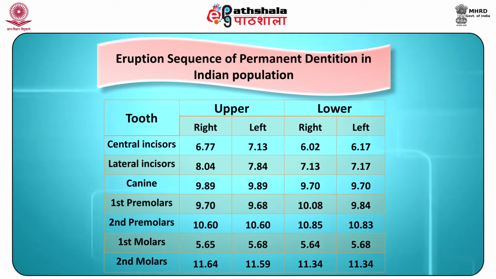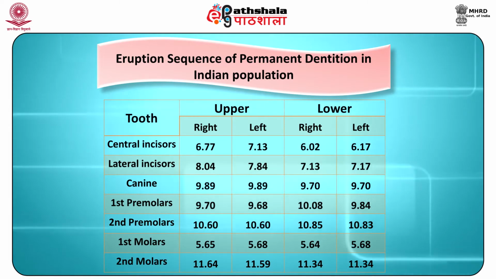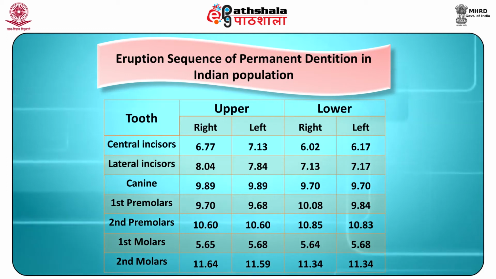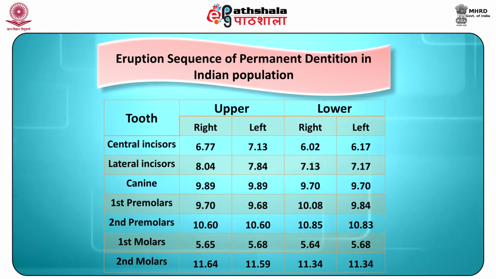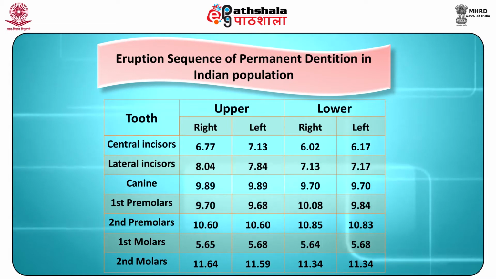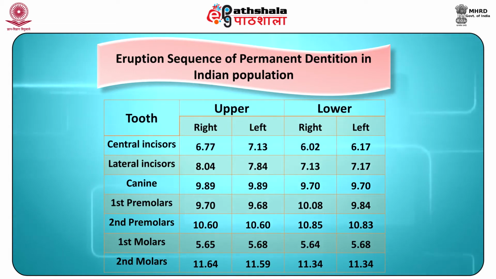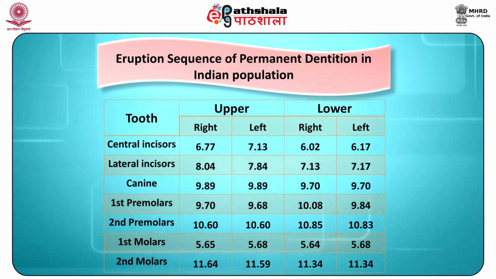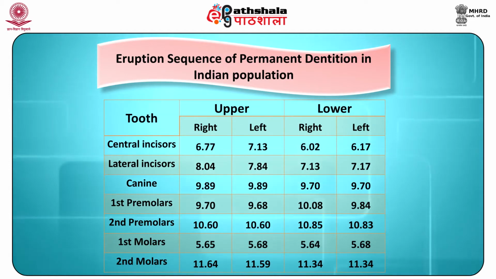Lateral incisors, again it is the right lower lateral incisor which appears first, at the age of 7.13 years, whereas the right upper lateral incisor appears last, at the age of 8.04 years. But that is, you can say, in the Indian population almost the same as that.